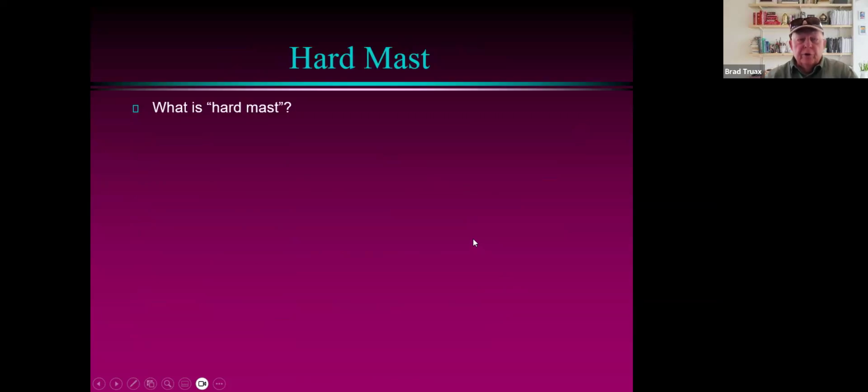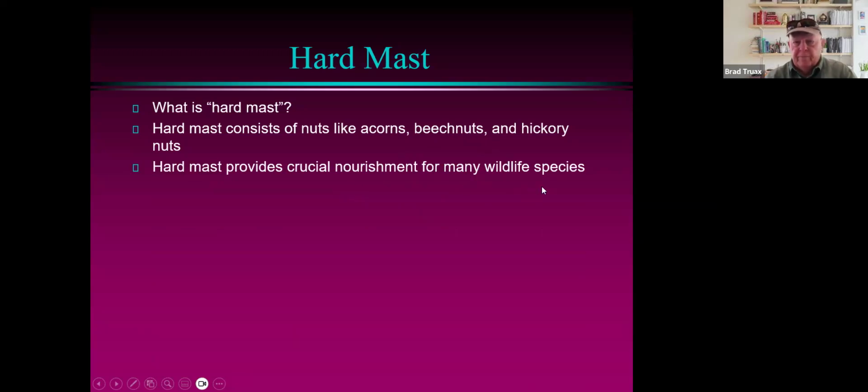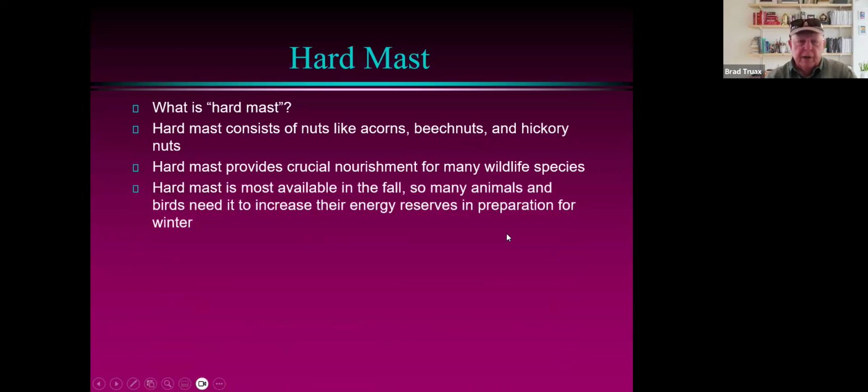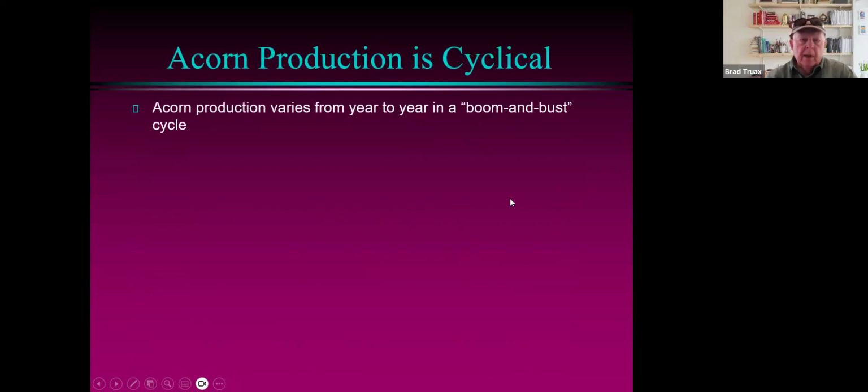You may hear the term hard mast. Hard mast consists of nuts like acorns, beech nuts, and hickory nuts. And hard mast provides crucial nourishment for many different wildlife species. Hard mast is most available in the fall, so many animals and birds need it to increase their energy reserves in preparation for the winter. And the cyclic nature of hard mast plays a key role in determining wildlife populations.